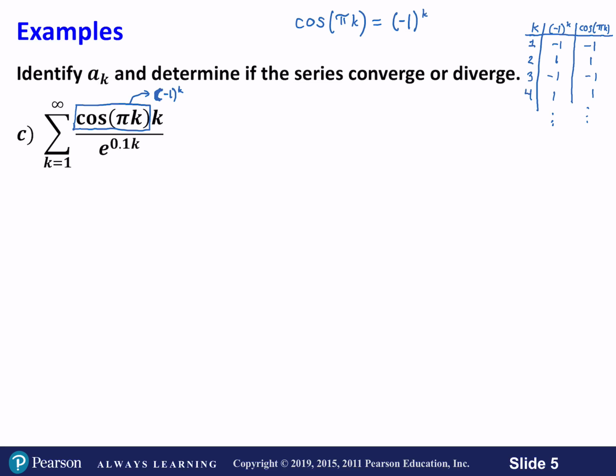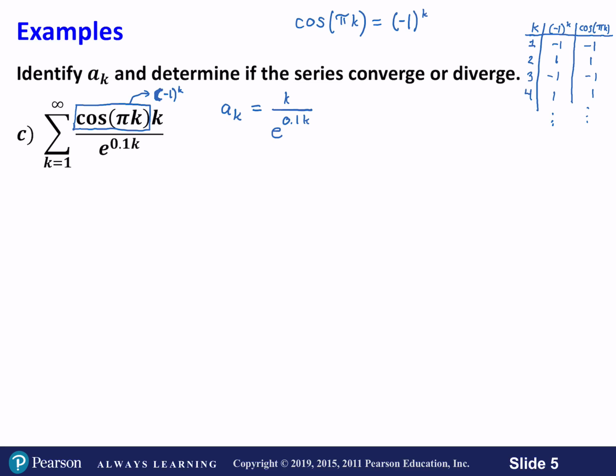There's a similar thing that you can do with sine, but you have to do a weird sum inside the sine thing. All right, so in this case, our a_k is just going to be everything that's not cosine of pi k, so it's just k over e to the 0.1k.